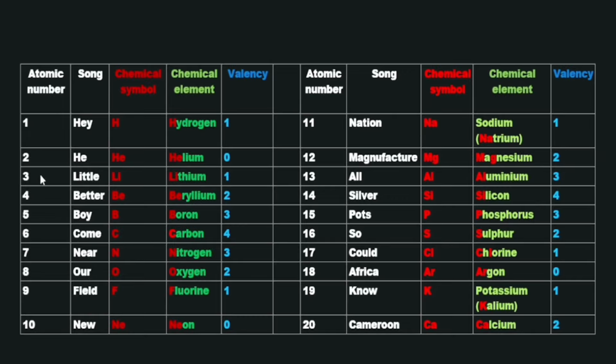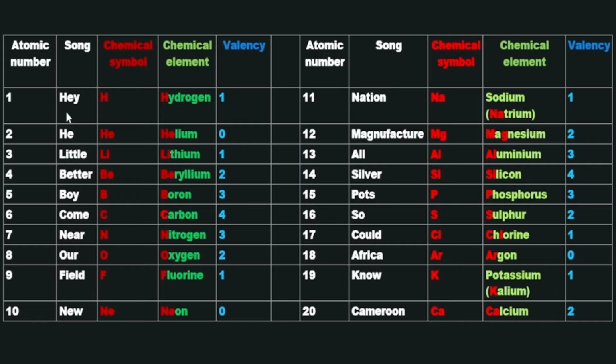We have numbers here labeled as atomic number from 1 to 10, and on this other side from 11 to 20. For you to easily write them in order, you have to form a song, or you can follow this one. The song goes as follows.